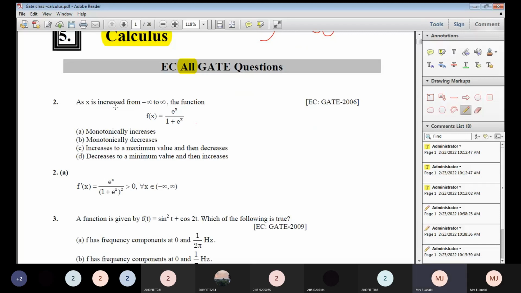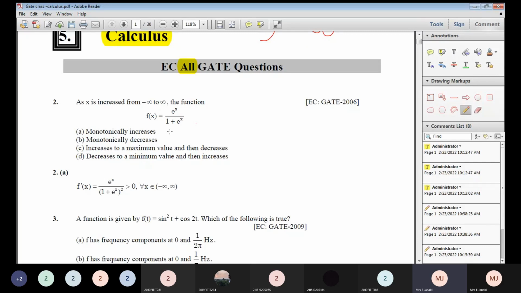As x is increased from minus infinity to infinity, the function f of x is equal to e power x by 1 plus e power x. We have to check whether this function is monotonically increasing or monotonically decreasing, or increases to a maximum value and then decreases, or decreases to a minimum value and then increases. So first of all, find the first derivative.